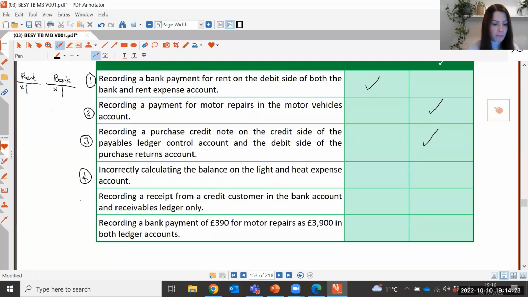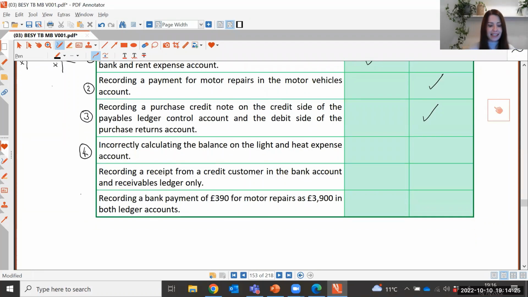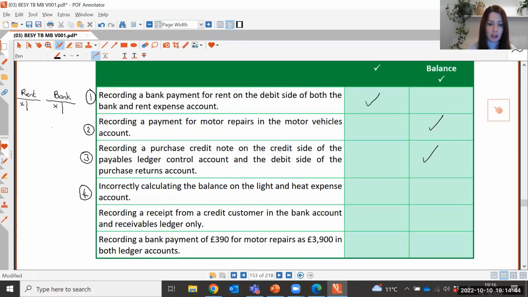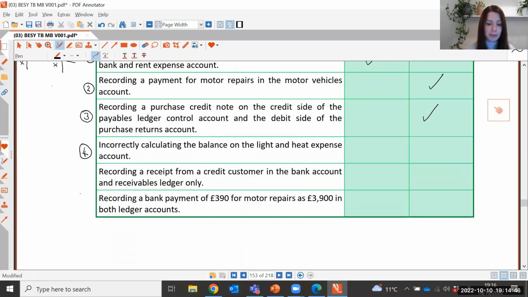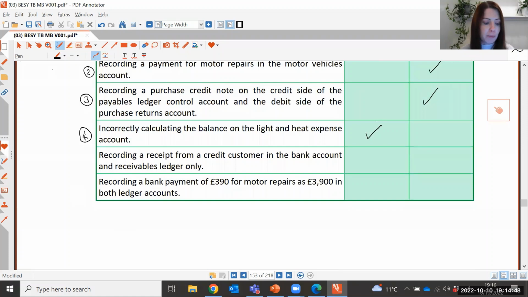Okay, so number 4, incorrectly calculating the balance on the light and heat expense account. So here, one account has been done correctly, one account has been done incorrectly. So therefore, the two sides, the debit and the credit, aren't going to balance. So therefore, the error will be disclosed by the trial balance.